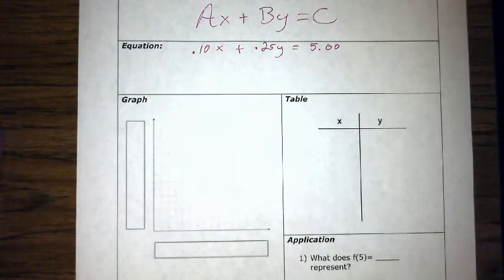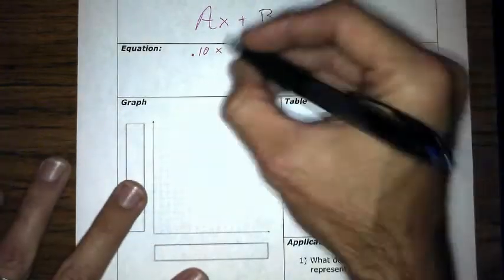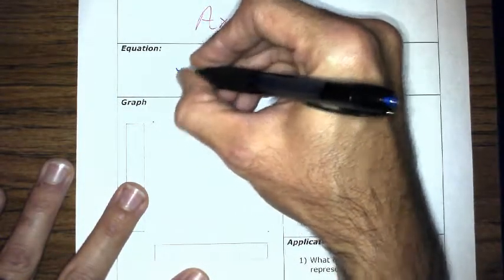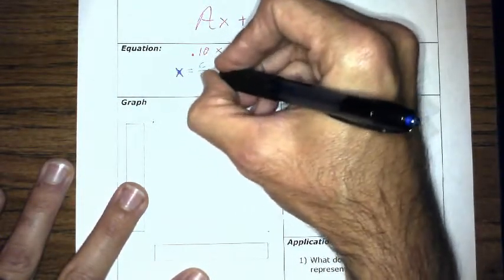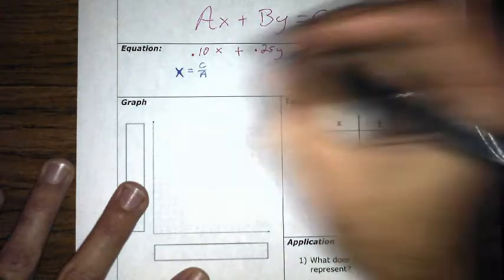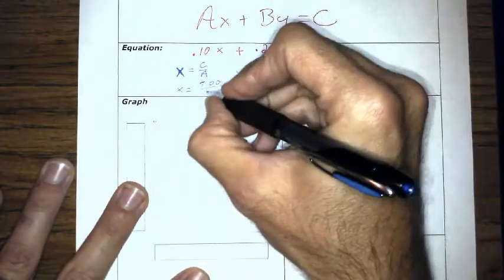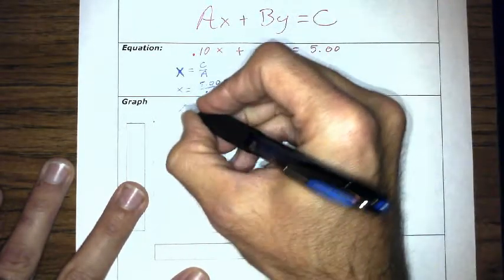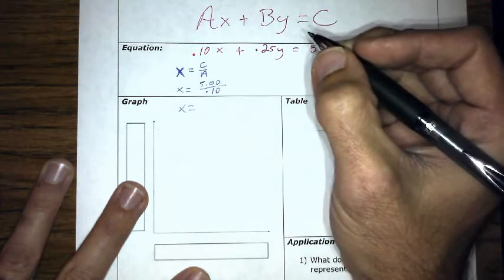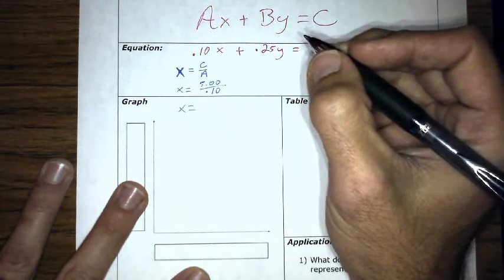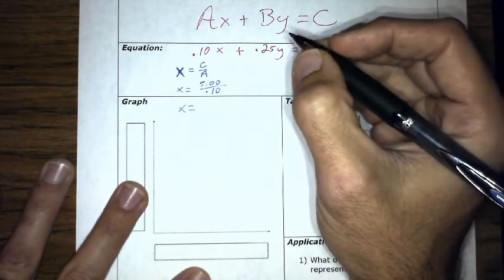Okay, so I'm going to plug 0 in first. Actually, you know what? I'm going to use the new way. Just kidding. So x equals c divided by a. So x equals 5 divided by 0.10. So x would equal 50. Okay?